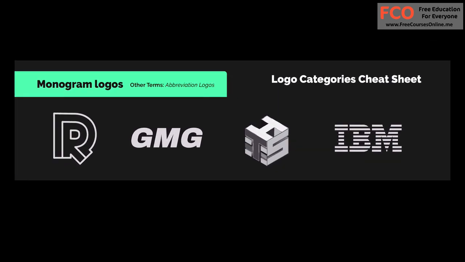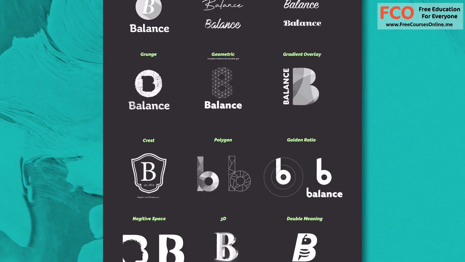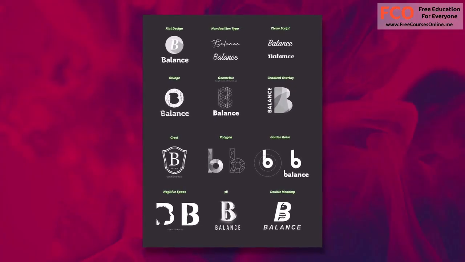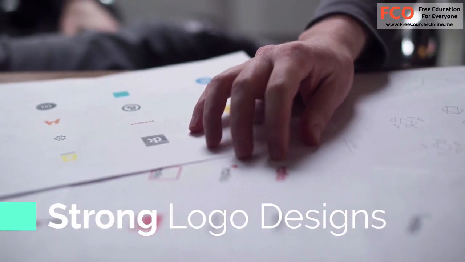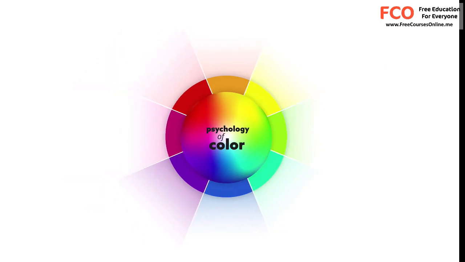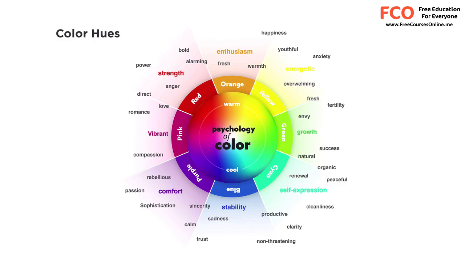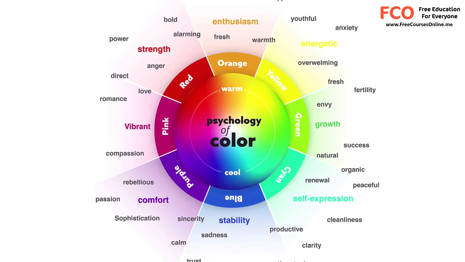For the theory section of the course, we dive into logo design categories and also review all of the different logo design styles while showing stellar examples of each. I go over the characteristics of strong logo designs and walk you through this using real-world companies. Lastly, we can't talk about logo design theory without talking about the power of color as we review the color psychology chart.